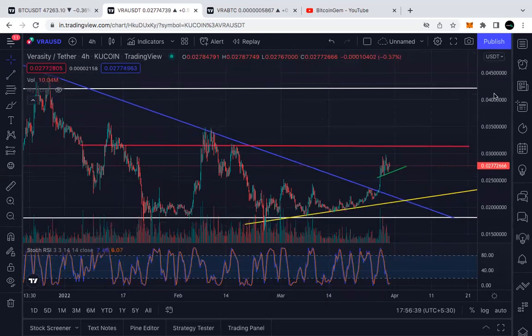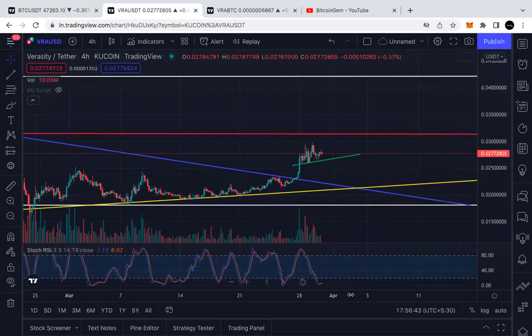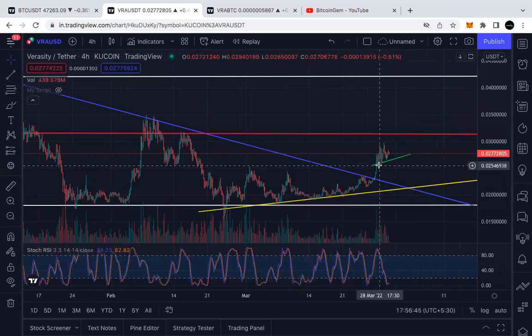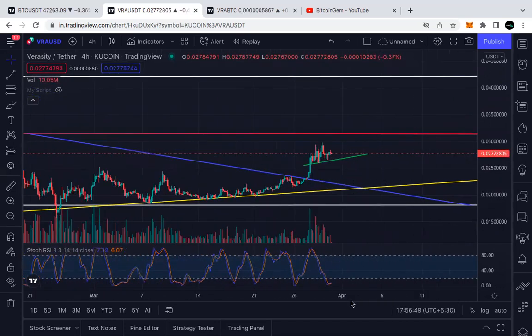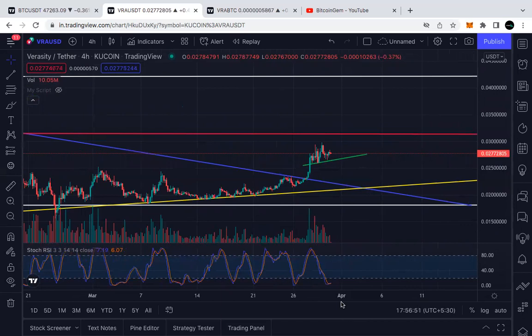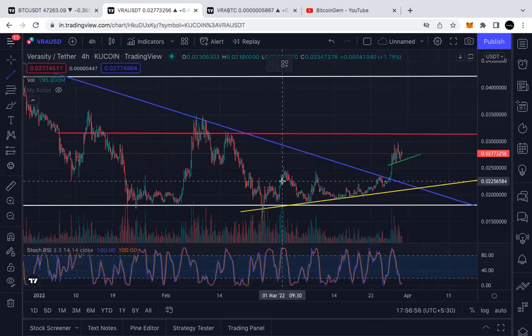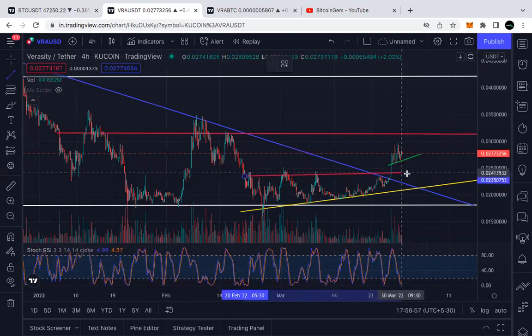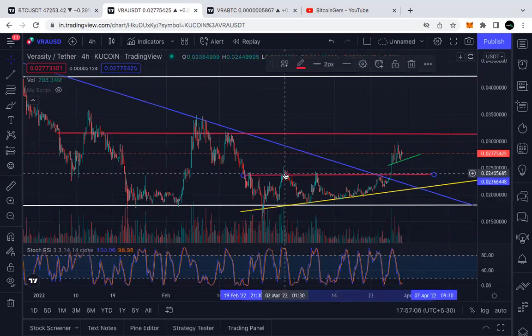If we talk about support, if at all there is some major correction, once we break this green trend line, the first immediate support would be at around 2.3, which is over here. This is the first immediate support at 2.34 or 2.35. We can see very clearly this was a previous resistance.